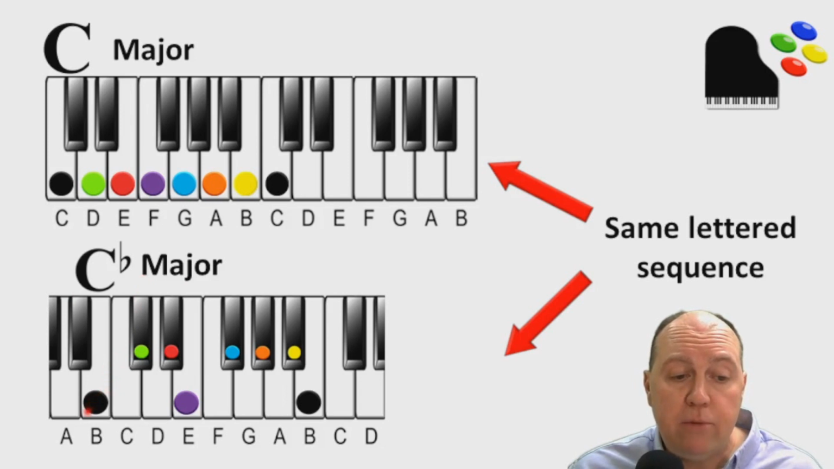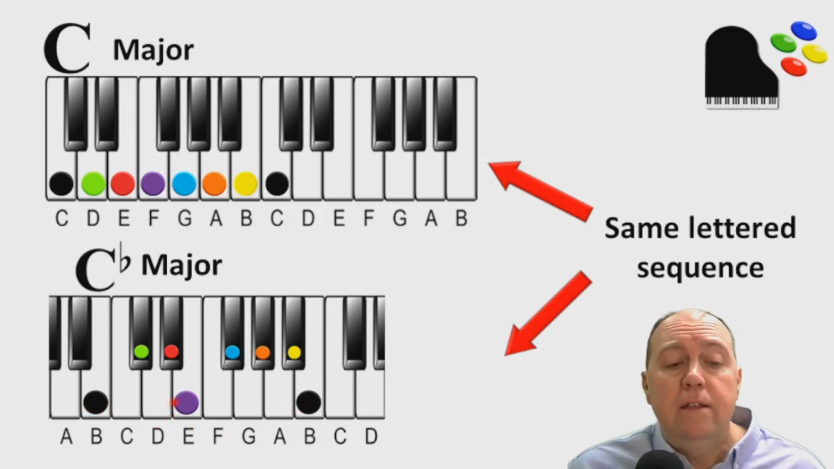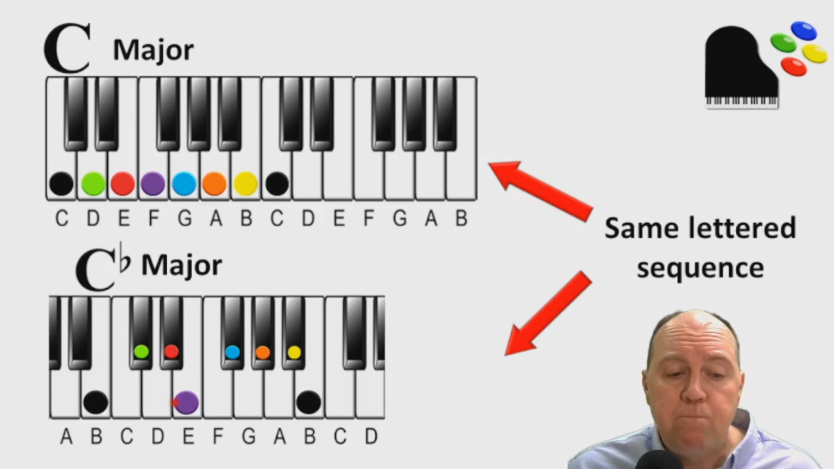So C flat major, we have C flat, D flat, E flat, F flat, G flat, A flat, B flat, back to C flat. Well, this looks like a B, but actually it's a C flat. This looks like an E, but it's an F flat. This is all about context.